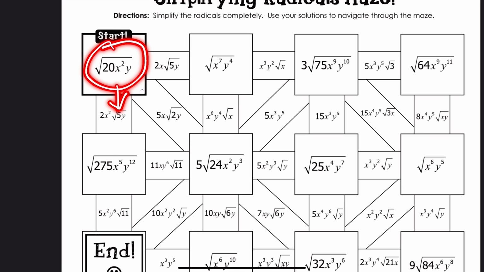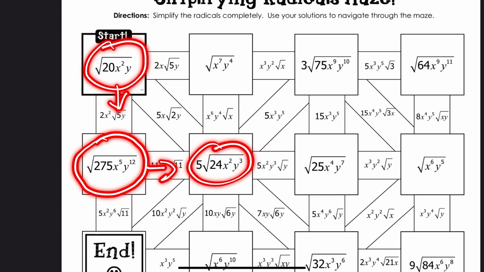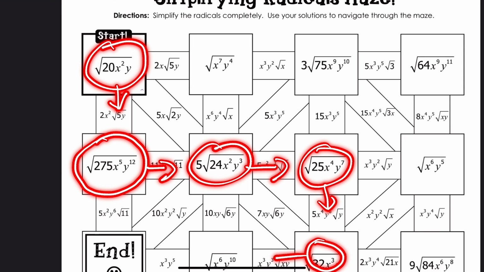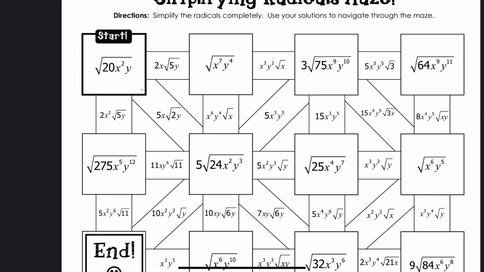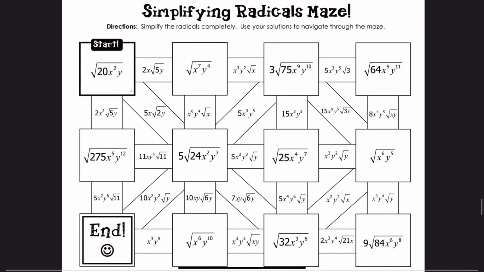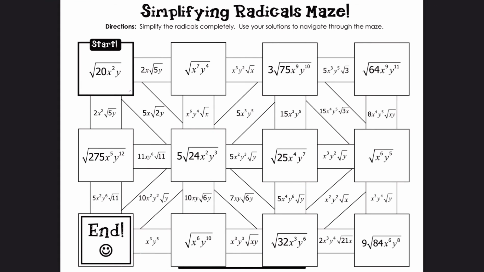So you would follow that line to get to your next question, which is right here. And let's say that answer was right here. So then you went on to the next question, and then so on and so forth until you get to the end of your maze, okay? So like I said, there should be about 7 questions on here that you're going to need to go through to get to the end. But you're going to have to figure out which ones those are by following the correct answers, okay?